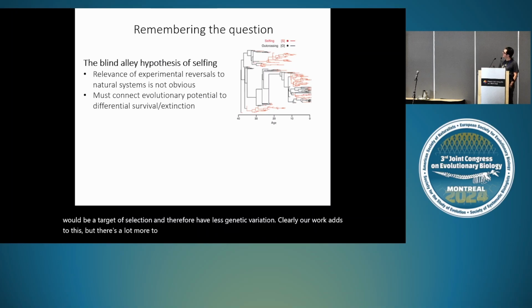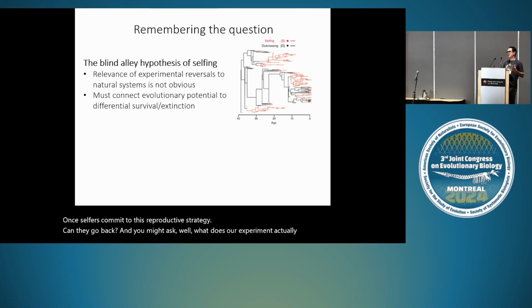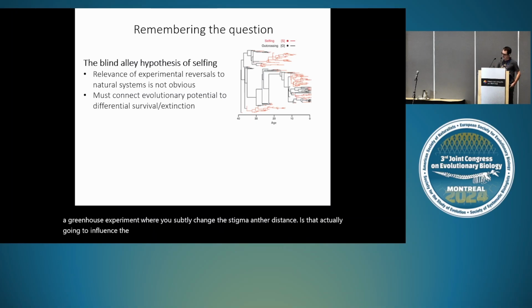In terms of the bigger picture, in terms of remembering the question, the whole idea was, once selfers commit to this reproductive strategy, can they go back? And you might ask, well, what does our experiment actually mean? We did a greenhouse experiment where you subtly change the stigma anther distance. Is that actually going to influence the mating system? I would say that's not obvious and it probably won't. So those connections need to be thought about a little bit more.